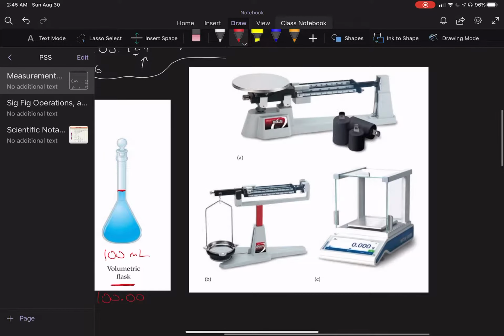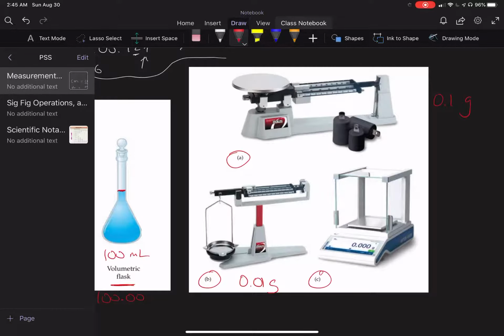Another example is mass balances. So this example from the book, this is a triple beam balance. This one might only go out to the 10th place, so to a precision of 0.1 grams. But this one, it's another type of triple beam balance, but this one might go to 0.01 grams, so go out to the 100th place.